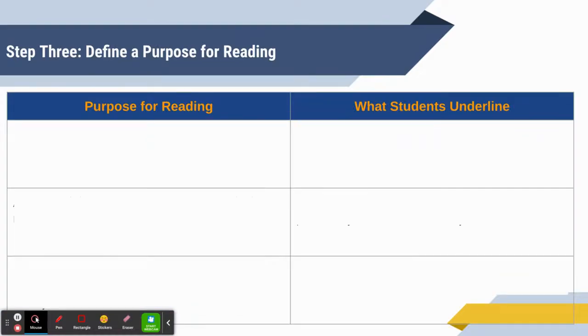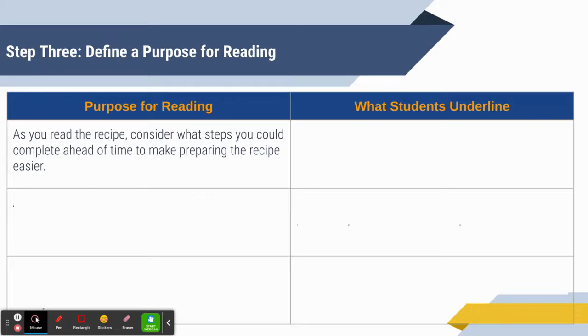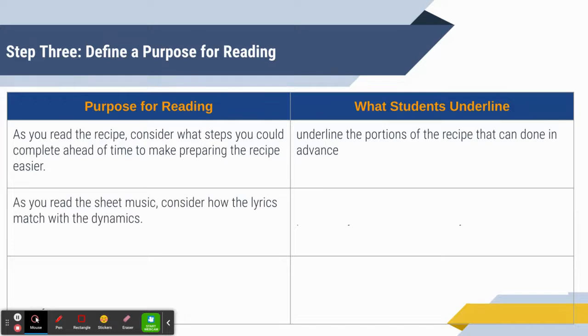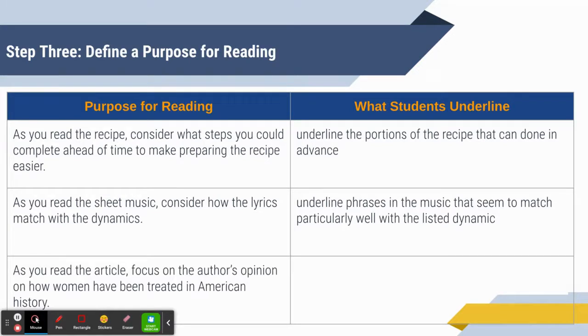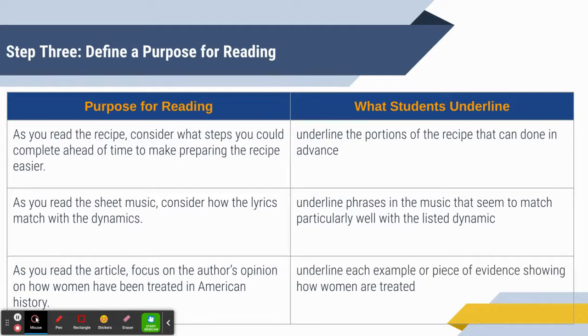Earlier we mentioned that one way that students will be marking the text is by underlining important ideas. These important ideas should align with the purpose for reading. Thus, by providing students with a purpose for reading, you're also providing them with guidance as to what to underline. In the culinary example from the previous slide, students would be underlining portions of the recipe that can be done in advance. In the music example, students could underline phrases in the music that seem to match particularly well with the listed dynamic. In the example of finding evidence of the author's opinion, students would underline each example or piece of evidence they could find.